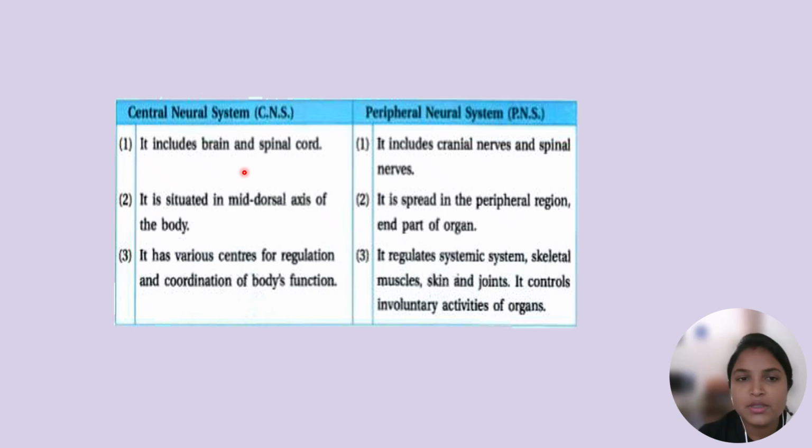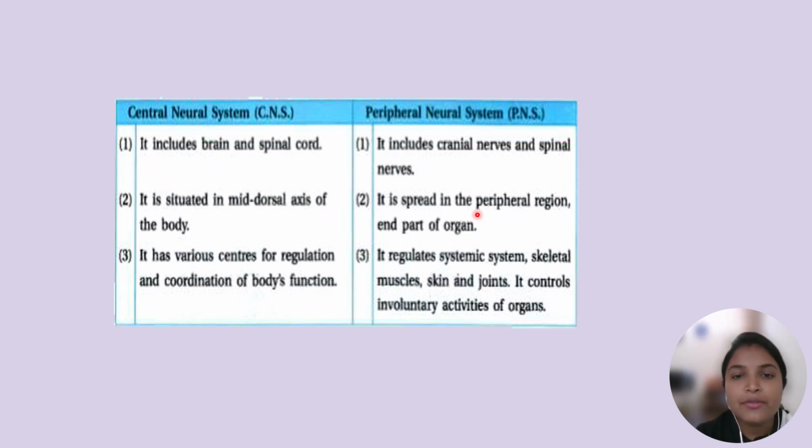Now, the difference between the central nervous system and the peripheral nervous system. The central nervous system includes the brain and the spinal cord. The peripheral nervous system includes the cranial nerves and the spinal nerves, meaning the nerves arising from the brain and the spinal cord. The central nervous system is situated in the mid dorsal axis of the body, while the peripheral is spread in the peripheral region, each part of the organ. The central nervous system has various centers for regulation and coordination of the body's functions.